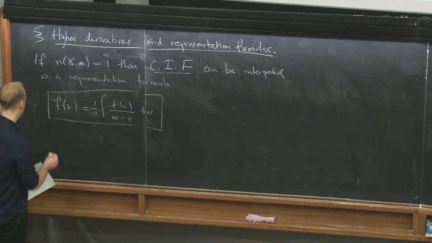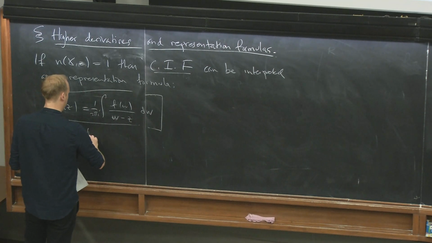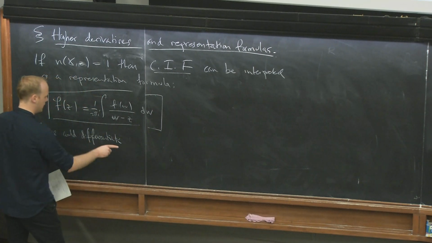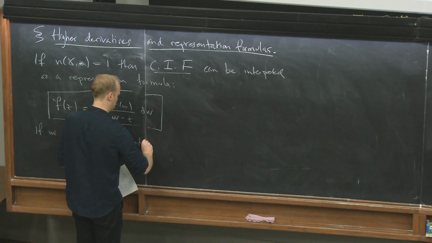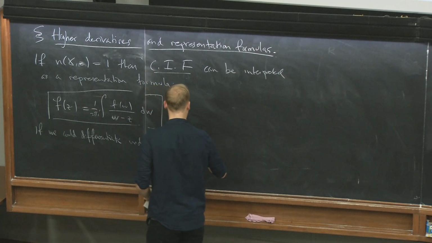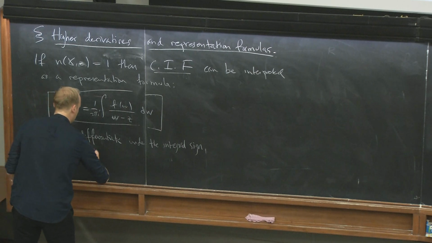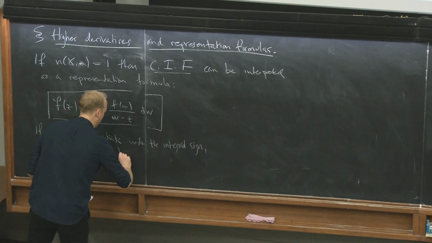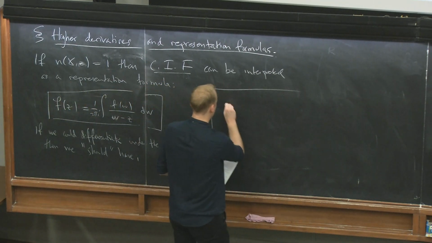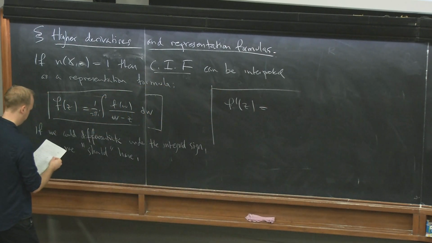So the point here is that if we could justify that we can differentiate under the integral sign, then we should be able to obtain the following formulas. So then we should get f prime of z, which would be equal to what?